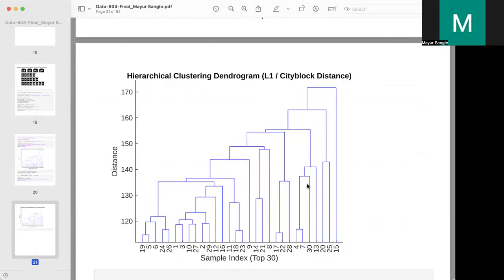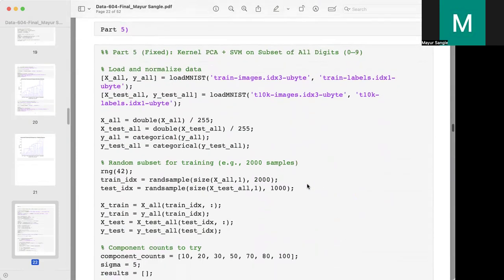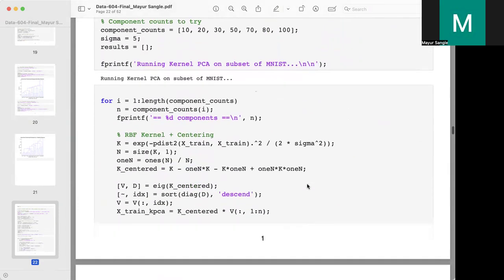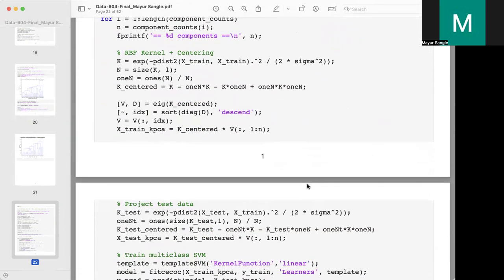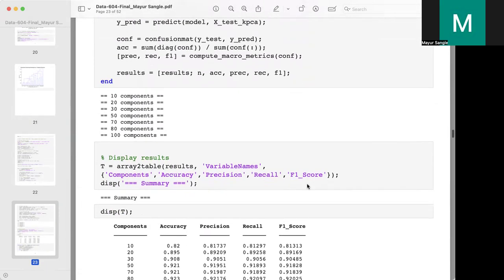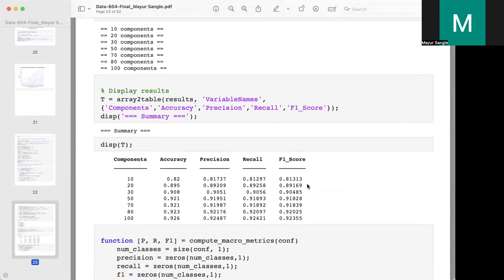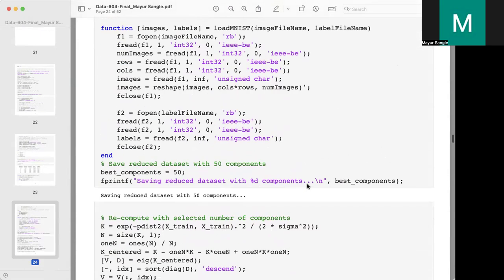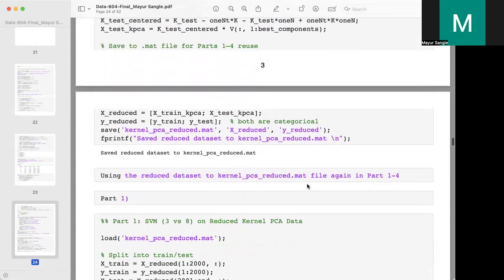For part 2 of the project, I applied kernel PCA to reduce the high-dimensional MNIST dataset and evaluated its impact on various machine learning tasks. I tested different numbers of components from 10 to 100, and I found that the classification accuracy using 50 components was around 92.6%. I chose 50 components because it reached a strong classification accuracy of around 92.1% with a good balance between precision and recall.